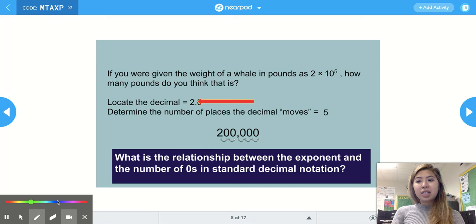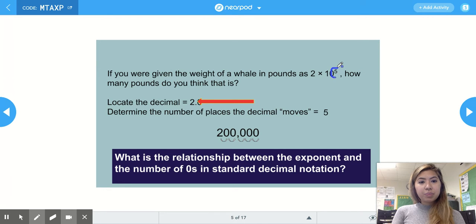So in this case, our exponent is 5. So we are moving our decimal point from here 1, 2, 3, 4, 5 times. So that means that the weight in standard form or decimal form is 200,000. And what is the relationship between the exponent and the number of zeros in standard decimal notation? Well, as you can see, our exponent is 5, and we have 5 zeros here when our coefficient is a whole number. When our coefficient is a decimal, this rule doesn't always work.